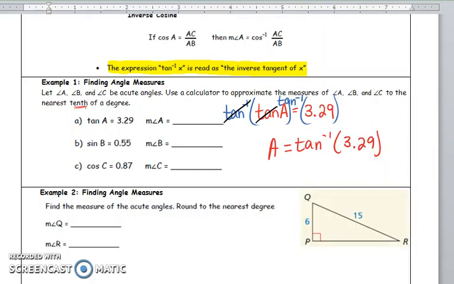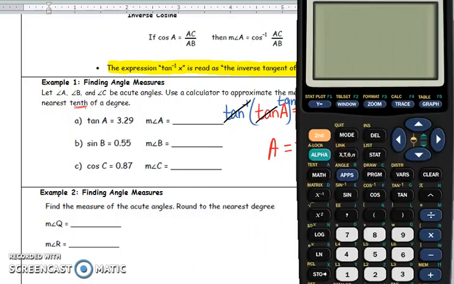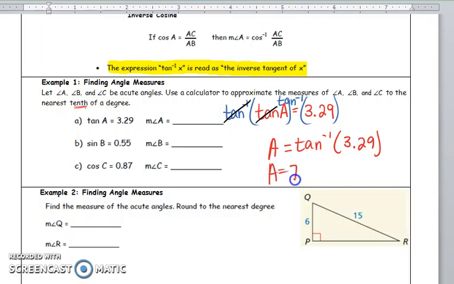So if I want to figure out what the inverse tangent is of 3.29, I'm going to hit second tangent, because that'll give me the inverse tangent, and you see on my calculator it has a little negative 1 exponent, and I'll type in here 3.29, and I'll close my parentheses, and I'll hit enter. This is the value of A. So remember, we're rounding to the nearest tenth of a degree, so that's 1 decimal place, and since 9 is above 5, I'll round this up to 1. So that means that A is 73.1. So the measurement of angle A is 73.1.